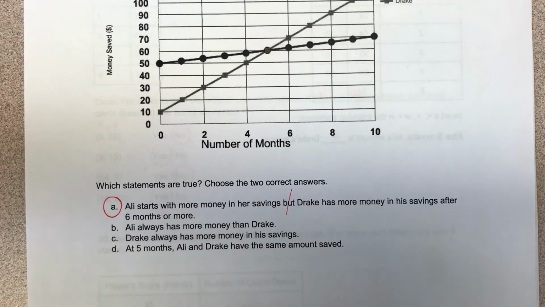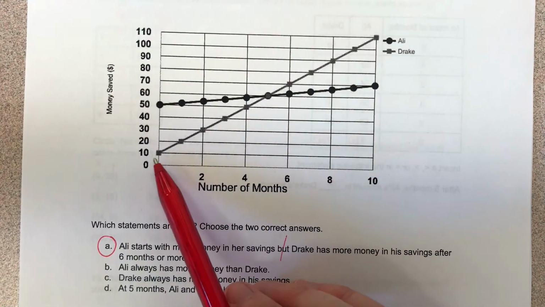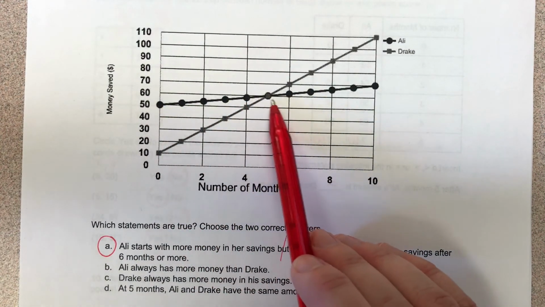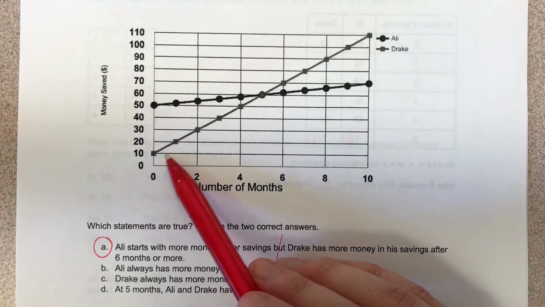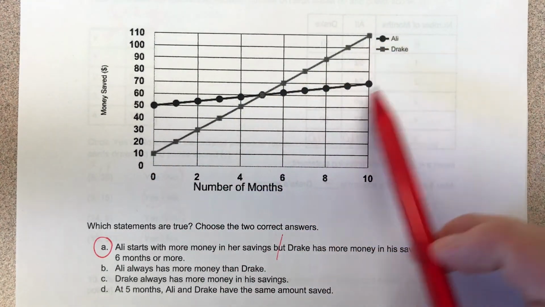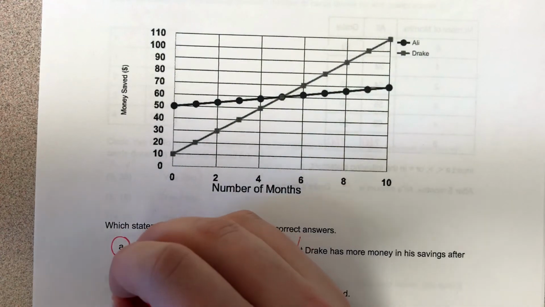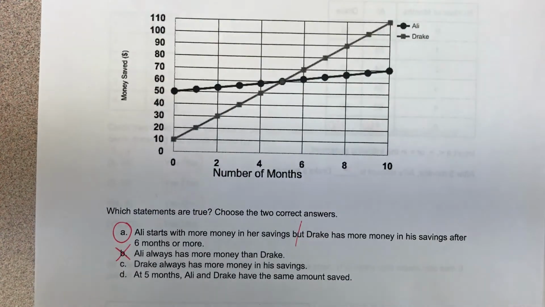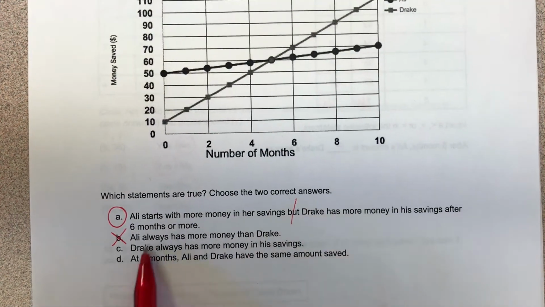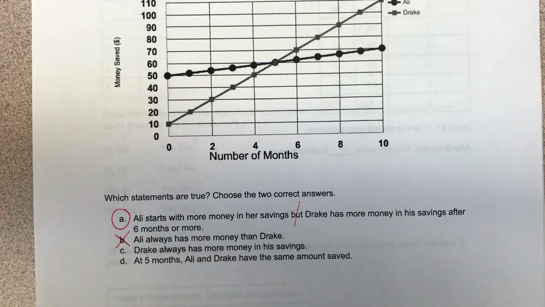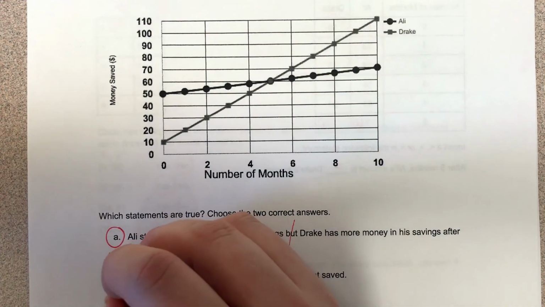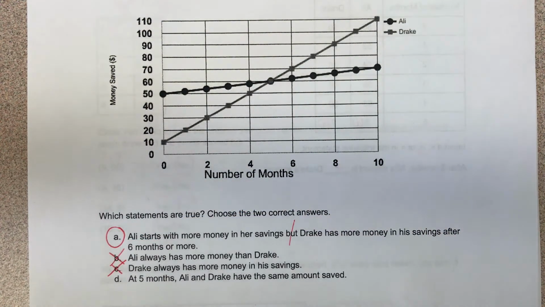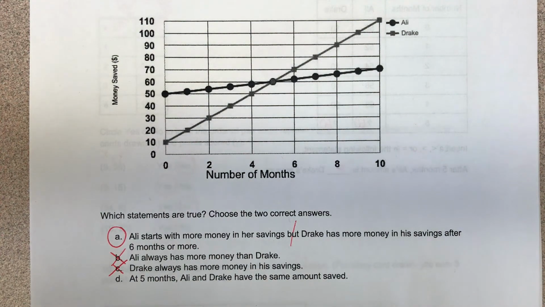B, Allie always has more money than Drake. That's not true because Allie starts off with more money, but then she has less money. Drake starts off with less, and then he has more. So they actually flip-flop. So B is not true. She does not always have more money than him. And C says Drake always has more money in his savings. Again, that's not true. They flip-flop about halfway through at the 5-month point.